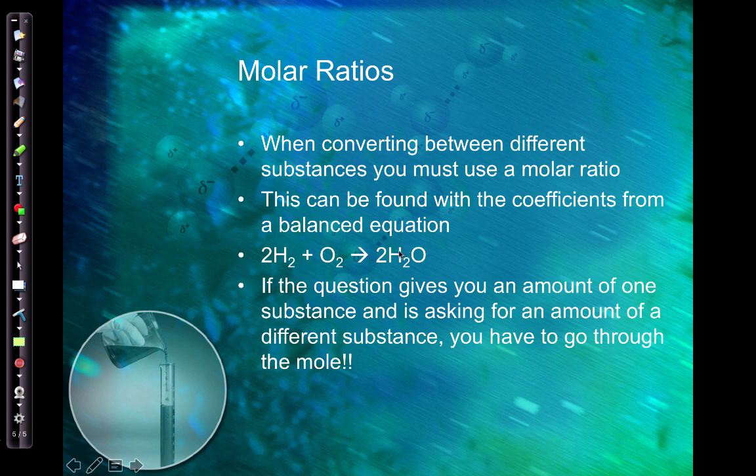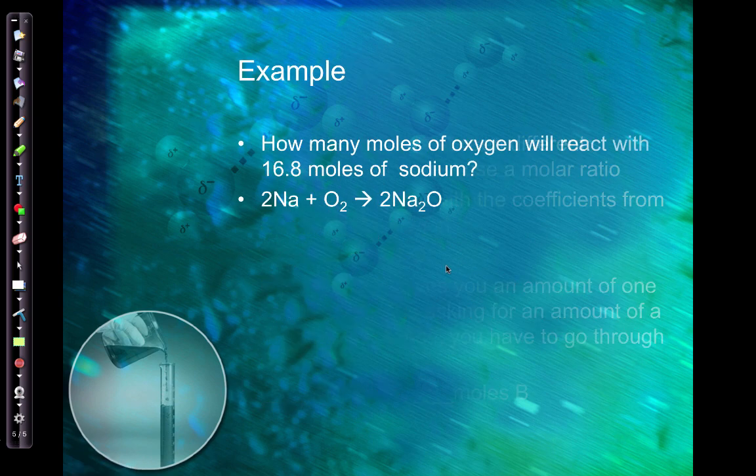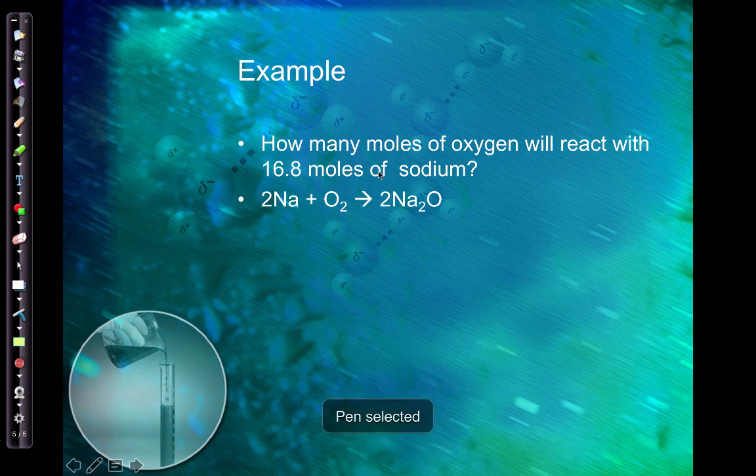So if your question is saying something about substance A, and then it wants information about substance B, you're going to have to go through the mole. You need a balanced chemical equation in order to do that problem. So your conversion factor for going between moles of substances will be the coefficients. So many moles of A is equal to so many moles of B, and these numbers will come out of your chemical equation.